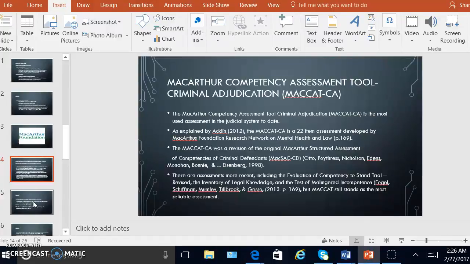It is a 22 item assessment that was developed by MacArthur Foundation. It is a revision of the original MacArthur structured assessment. There are many more recent ones since the MacArthur. I listed some, but the MacArthur was still the most reliable assessment and the one that is used most often.